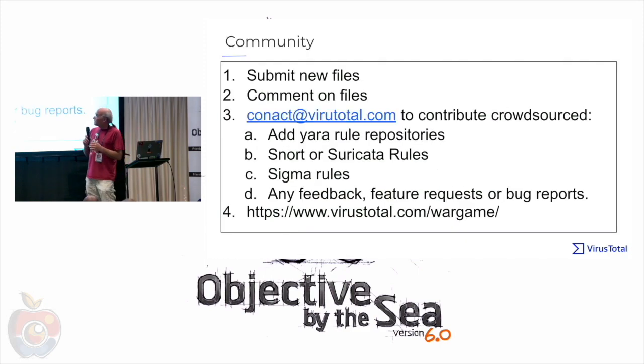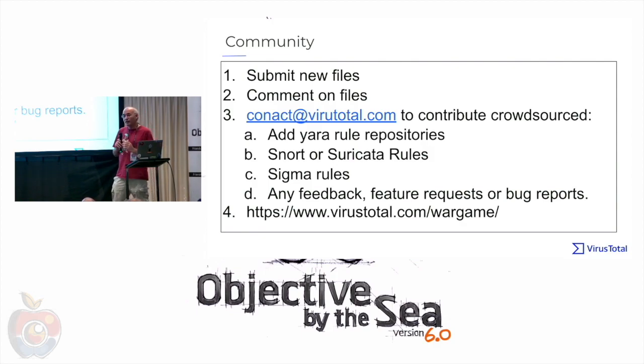Just on the community side, one way to help VT is submit more files. If you've got some type of crawler or you need API quota to submit more files, happy to accommodate that. Commenting on files, those comments are often searchable and useful to other users. And if you have other open source Yara repositories, we add those in. With the crowdsourced Yara rule detection, if you have open source Yara rules, we can add those in so they can be searched on within VT by the entire community. The same thing with Snort and Suricata rules and Sigma rules as well.